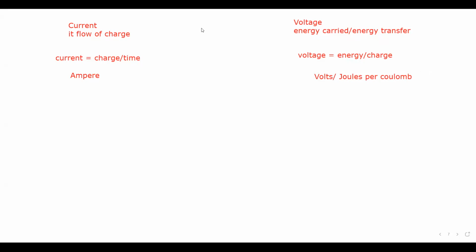Then the current in circuits. The current in the circuit can be in a series circuit or a parallel circuit. For series circuits, it will be the same throughout the components. And in a parallel circuit, it will divide between the components.